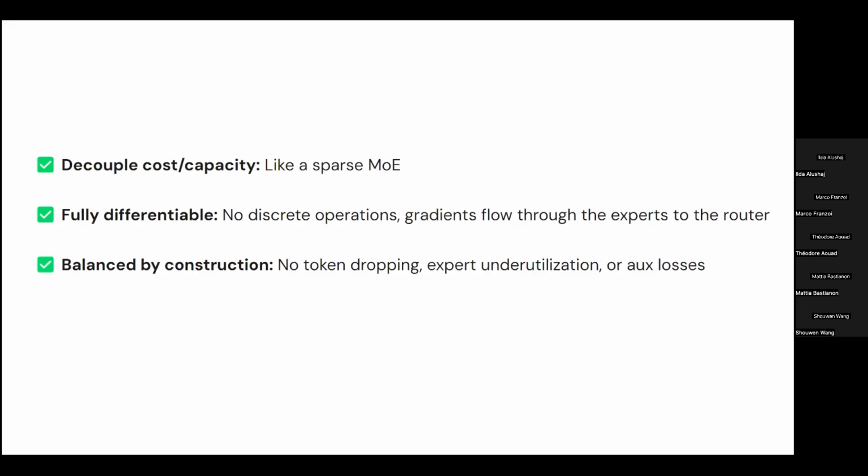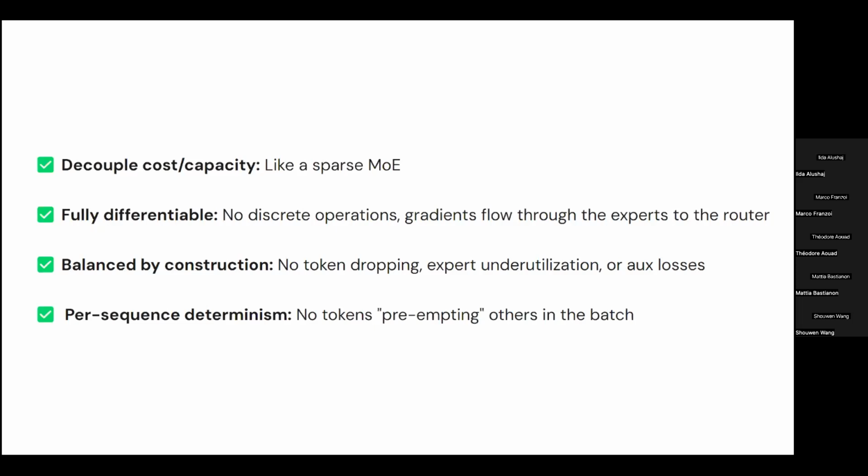And this means that it's much easier to train. The model is balanced by construction, so it's not possible to have underutilized experts or any kind of token dropping, and you don't need any auxiliary losses. Finally, and this is maybe a detail, but it's an important detail, if you train a sparse mixture of experts and an expert goes out of capacity, then some tokens from some images can get preempted, so they don't get processed. So you have some kind of non-determinism across your batch. Whereas with the soft mixture of experts, you don't have this property. You can't have one image preempting the tokens from another image.